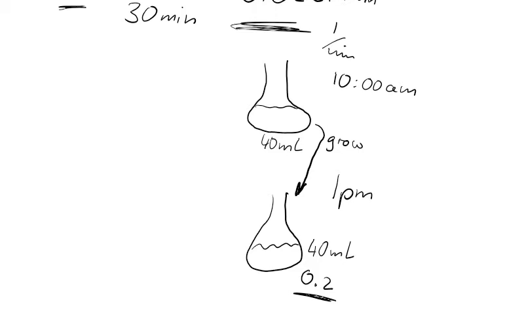Higher or lower? Up or down? What is the concentration of the bacteria at 10 a.m.? Do we know that? Lower, lower. You're absolutely right, because we have a growth. So at 10 o'clock it's lower, then the bacteria grow, and at 1 o'clock they reach 0.2.